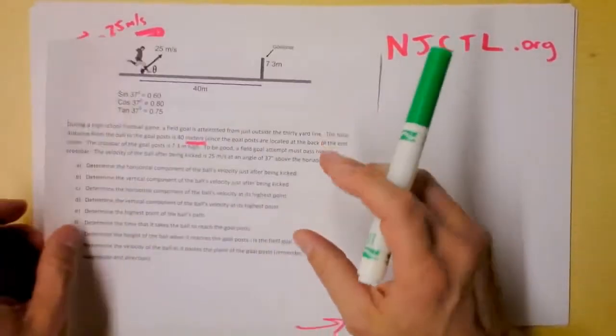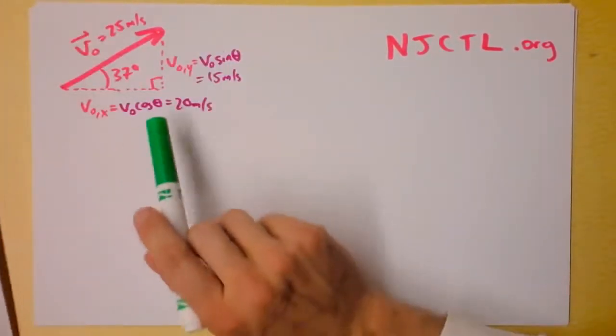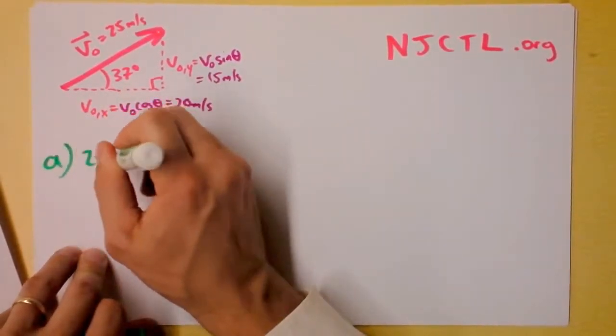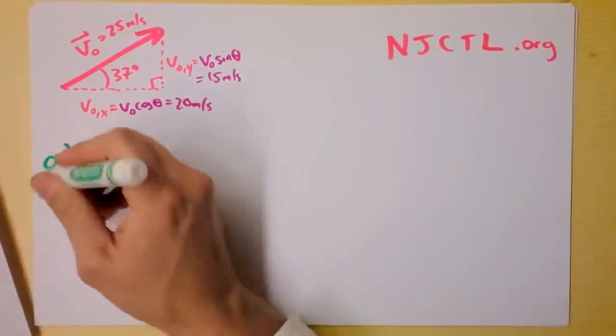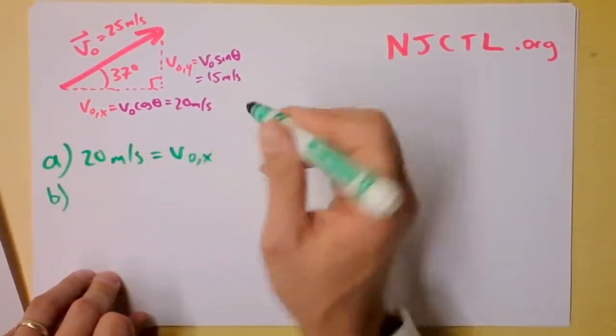All right, here's the plan. Determine the horizontal component of the ball's velocity just after being kicked. Oh, cool, we've done that. That's 20 meters per second. So I'll write down A, 20 meters per second. That's the horizontal component. What about B? I should write it out for you. That's the initial velocity in the x direction.